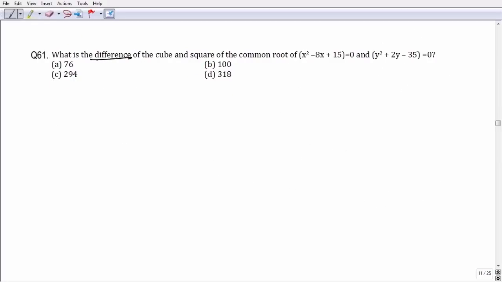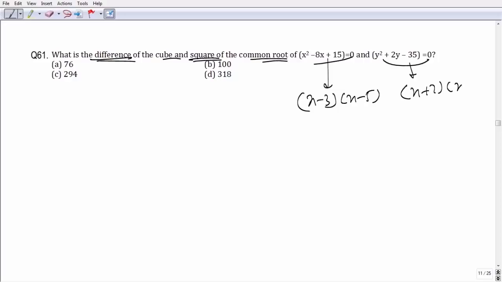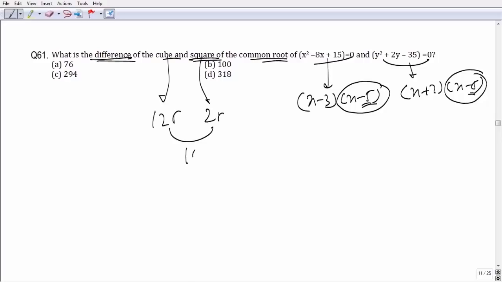It says that we have to find out the difference of the cube and the square of the common root of these two equations. Now, talking about this particular equation, it can be easily rewritten as x minus 3 into x minus 5, and this particular equation can be written as x plus 7 into x minus 5. Now, as we can see, the common root turns out to be 5 for each equation. So with that view, the cube of 5 we know is 125 and the square of 5 is 25, which means their difference turns out to be 100, leaving behind option number B as your answer.